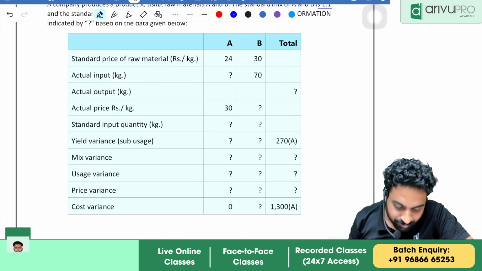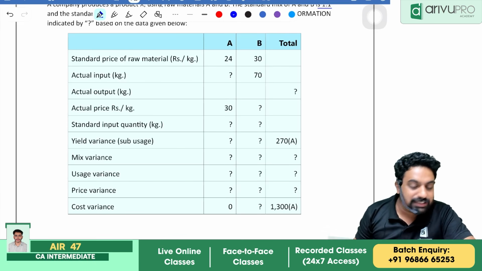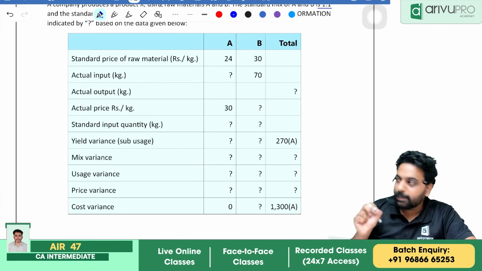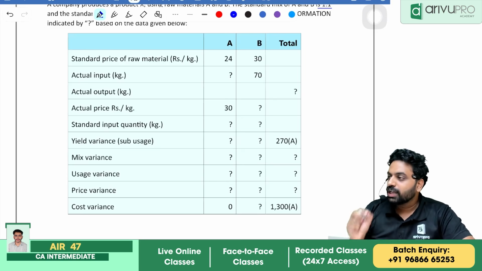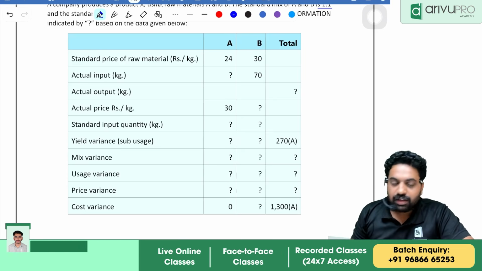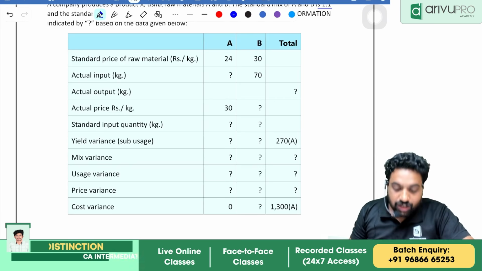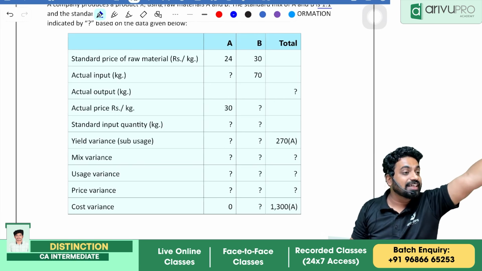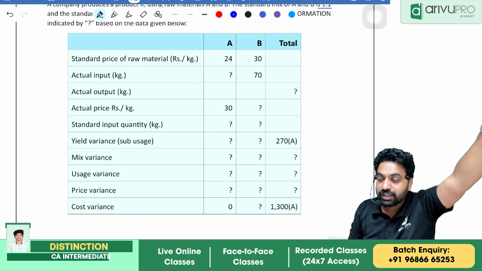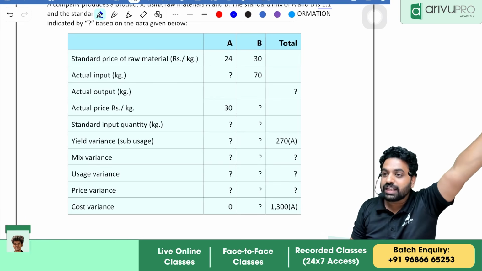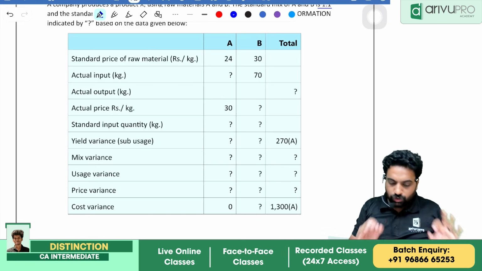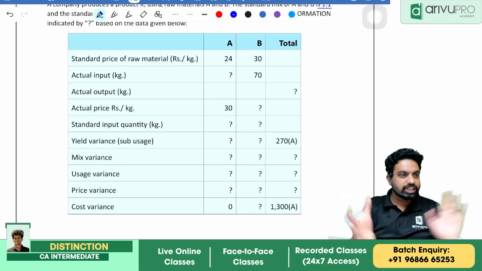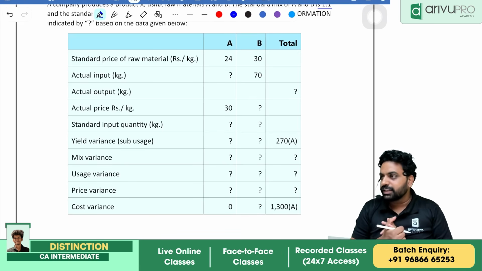Yield variance 270 adverse. Mix variance they haven't given. Usage variance they haven't given. Price variance they haven't given. Cost variance for A they are telling 0. For B, question mark. Total 1300 adverse. Go through the question once, just have a glance at it, then we are going to start.